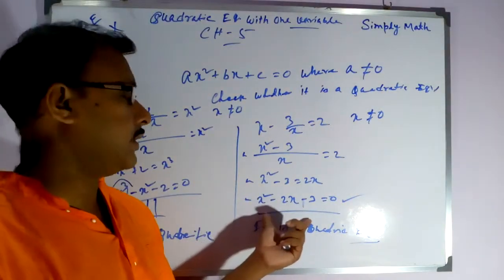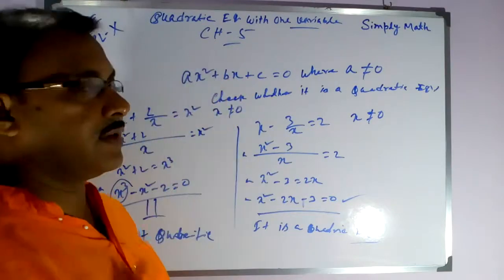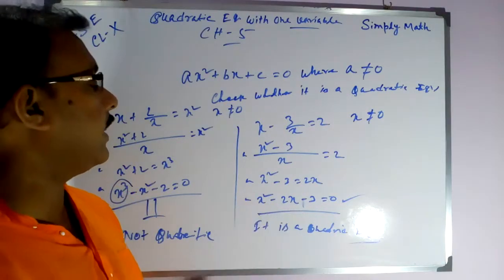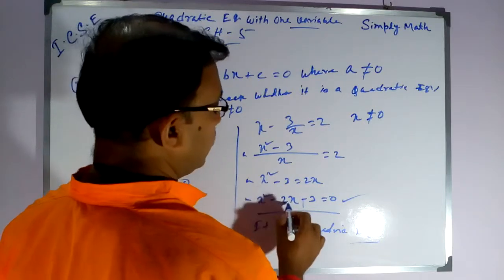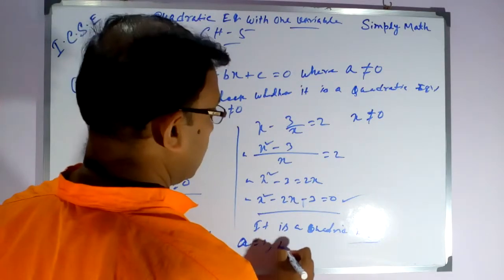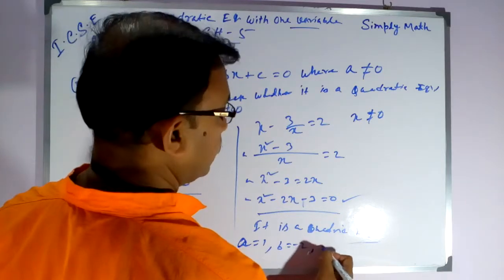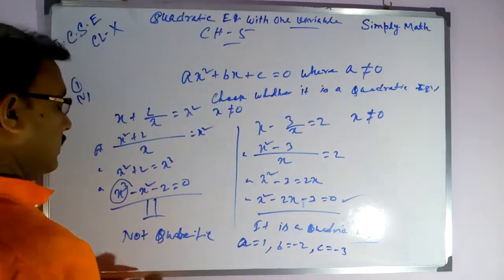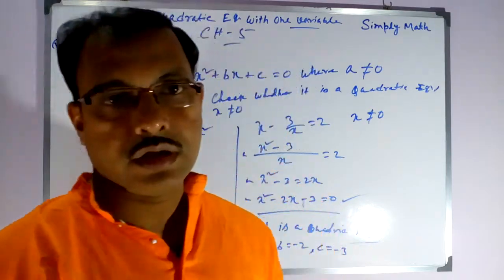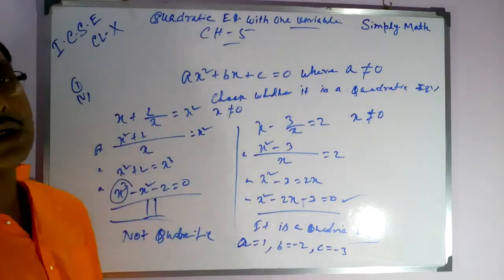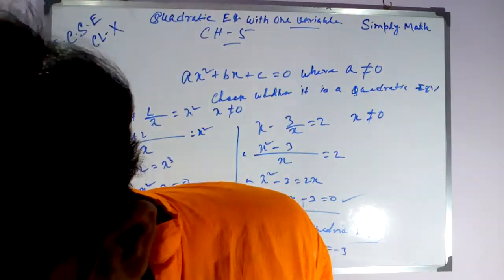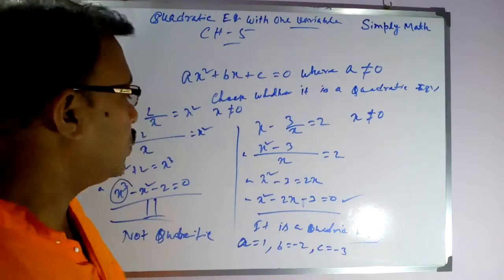Because it is represented as ax square plus bx plus c. This is the standard form equation, ax square plus bx plus c. Here a is equal to 1, b is equal to minus 2, and c is equal to minus 3. But the earlier one is not in the standard form, so that is why it is not a quadratic equation. This is a quadratic equation. This is not a quadratic equation. So this type of problem may come.